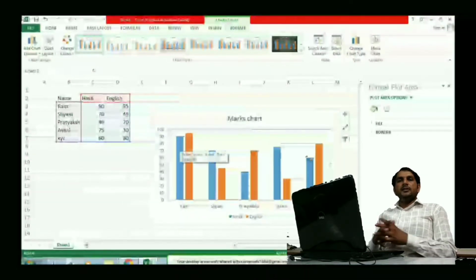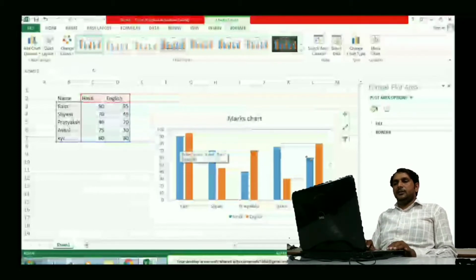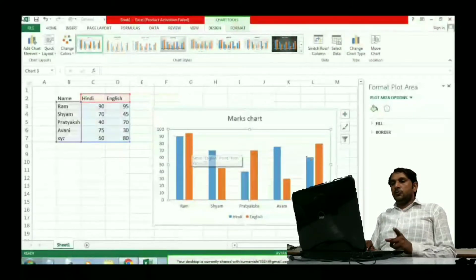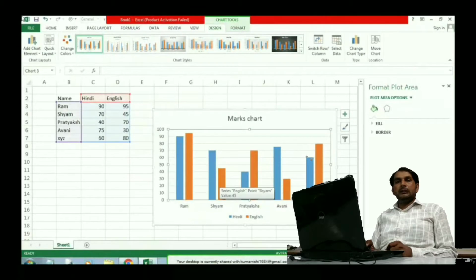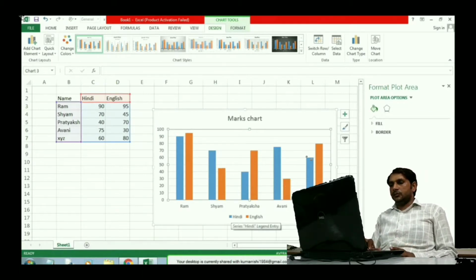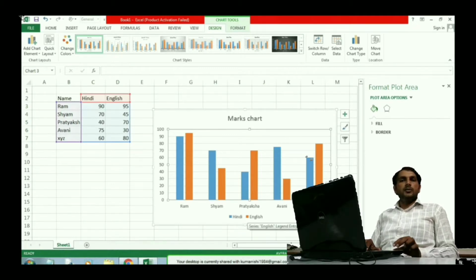So how are these data series represented? These data series are represented on the basis of these tiny dots. You can see this first blue dot. We call these dots legends. These are legend entries in our MS Excel chart. Now this orange data series implies the marks for English. Blue for Hindi and orange for English marks, you can see.